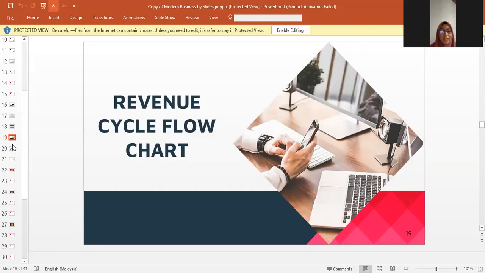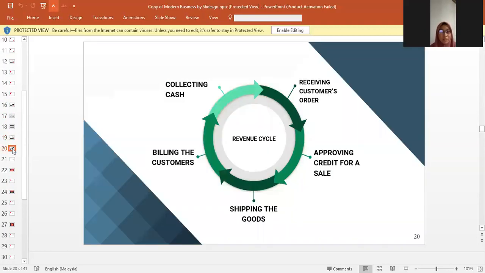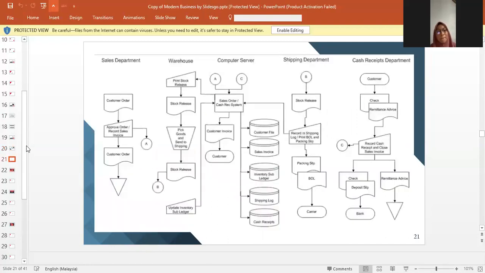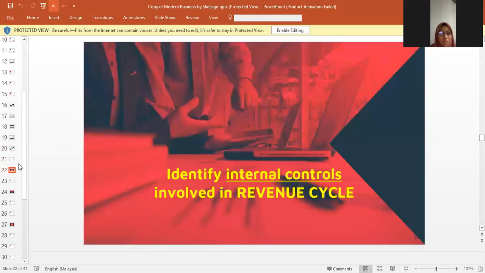Next, revenue cycle flowchart. We start from receiving customers' orders, second, approving credit for a sale, third, shipping the goods, fourth, billing the customers, and lastly, collecting cash and payment is received. So next, I would like to invite Hanania to continue this presentation.